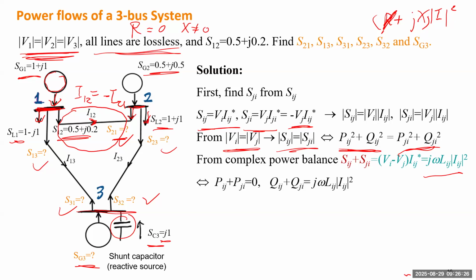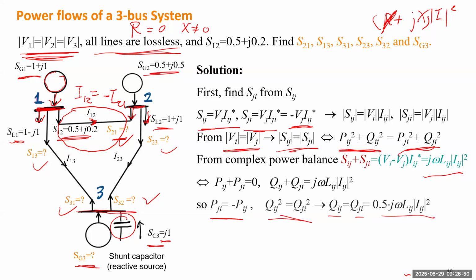Then we just take those two to be equal, which means Qij and Qji, also the squares, are equal. So they have to be the same. Each one will take half of the load of the line. So we'll have this conclusion. We have those two opposite and those two equal, and each of them contributes half of the load of the line. So the line itself is like a reactive load, and bus 1 will support half of the line, and the other half of the line will be supported by the second bus.